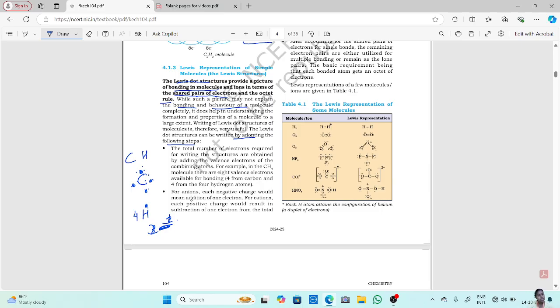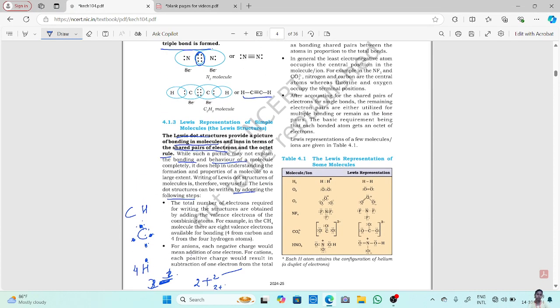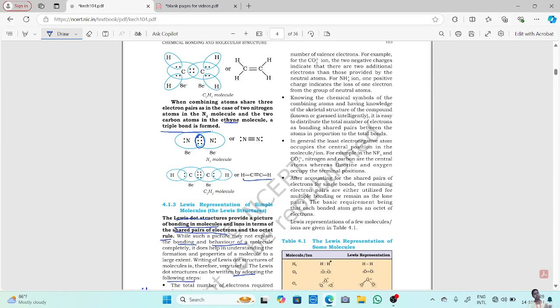For cations, similarly, it will be the number of electrons that are removed, the number of electrons which are lost, or the removal of electrons from that molecule. 2 plus means 2 electrons are removed, 3 plus means 3 electrons are removed. As with negative ions, addition of electrons, similarly positive ions, removal of electrons. Now how many are removed, we can tell by the numbers which are given with their charges.